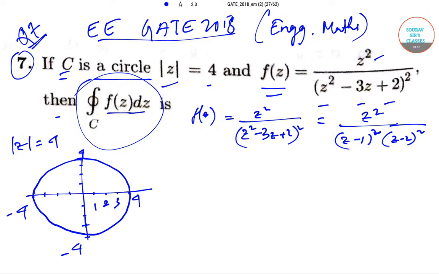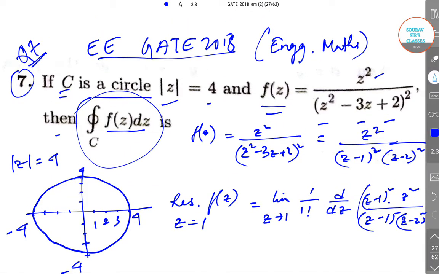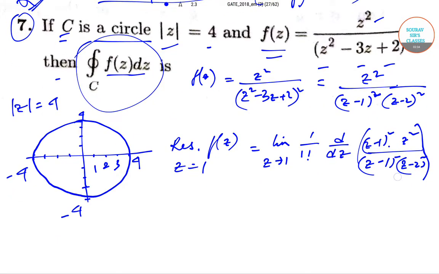Now let us try to find out the residue of f of z at z is equal to 1. That will be given by limit z tends to 1 of 1 by 1 factorial d by dz of z minus 1 whole square into z square upon z minus 1 whole square into z minus 2 whole square. This is what we need to find out, the residue of f of z at z equal to 1.